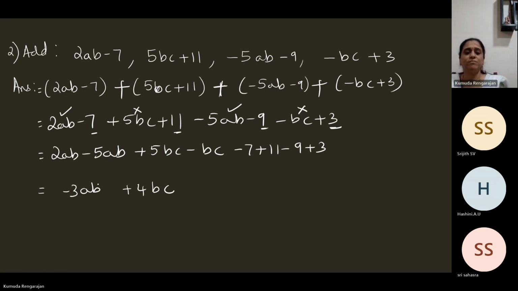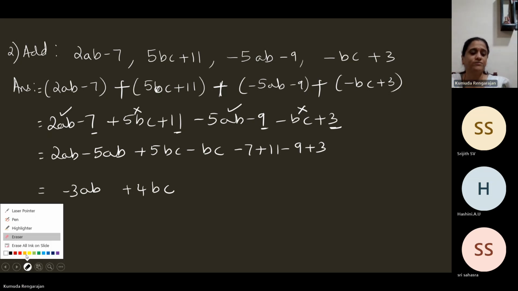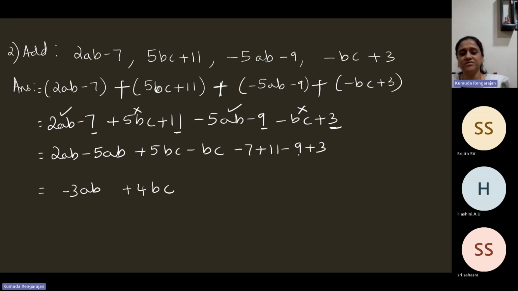Plus 5 minus 1 minus 1. So plus 5 minus 1 is plus 4. And then these numbers. 11 plus 3, 14. 14 minus 7 is 7. 7 minus 9 is minus 2. This is the answer.